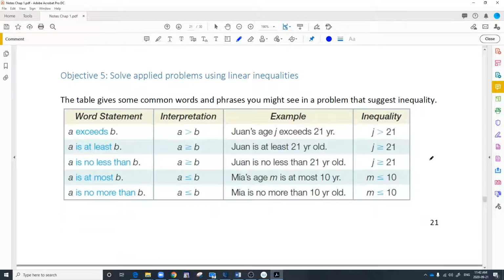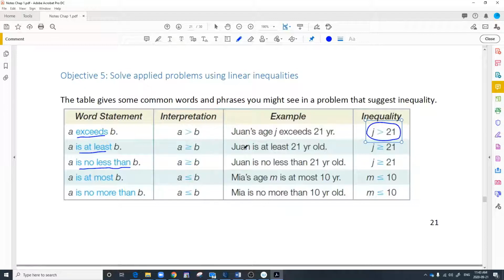Objective 5. So we're going to move on to some word problems with linear inequalities. Just making sure you're okay with a couple of words. The first one is exceeds, or at least, or no less than. All of those are greater signs. So for example, Juan's age exceeds 21 would be J is greater than 21.